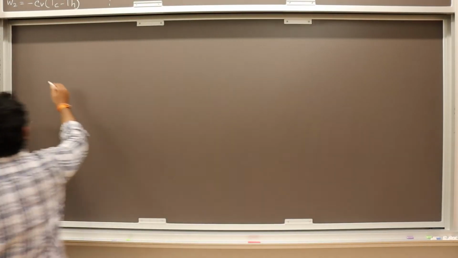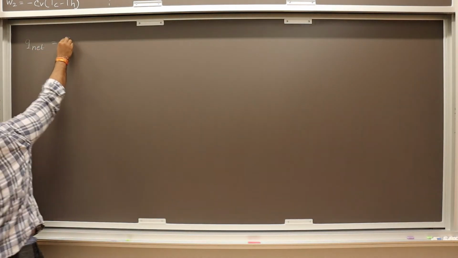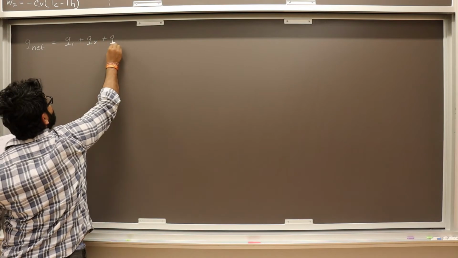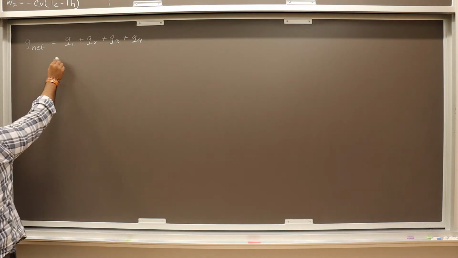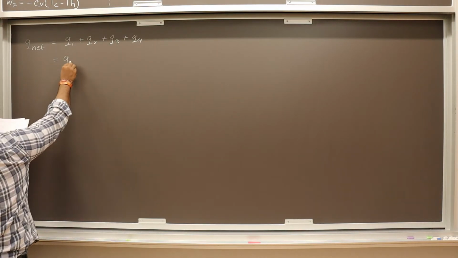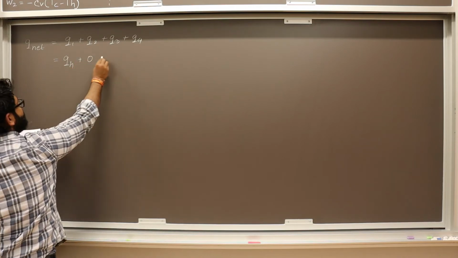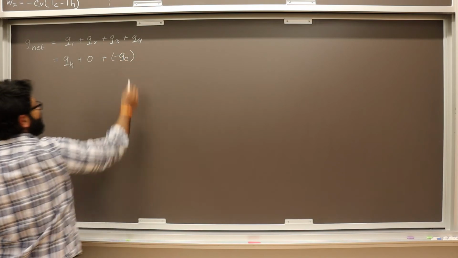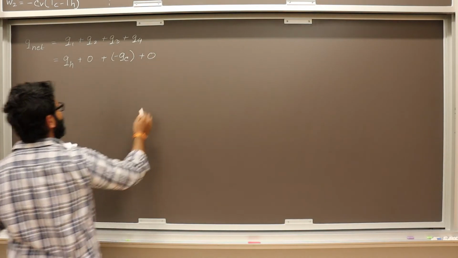So in here, the Q net becomes Q1 plus Q2 plus Q3 plus Q4, right? So Q1 was basically QH, right? Q2 was an adiabatic process, this was 0. Q3 was basically heat that was released, right? And Q4 was again 0.